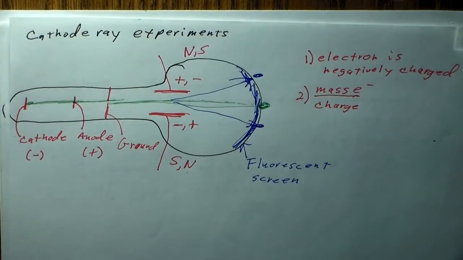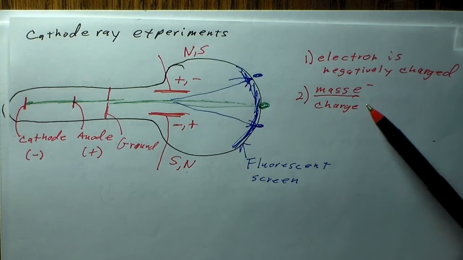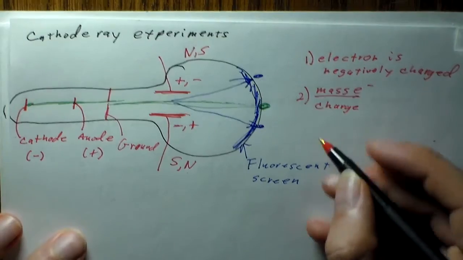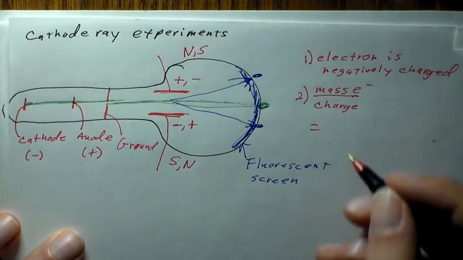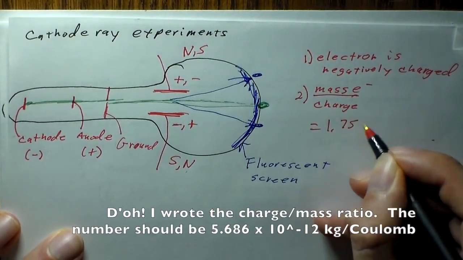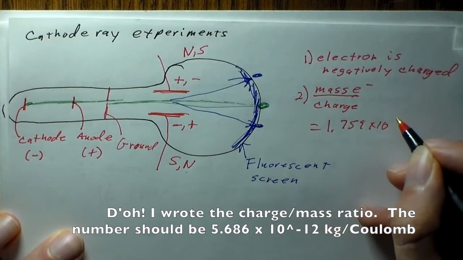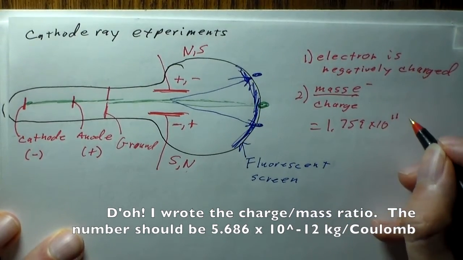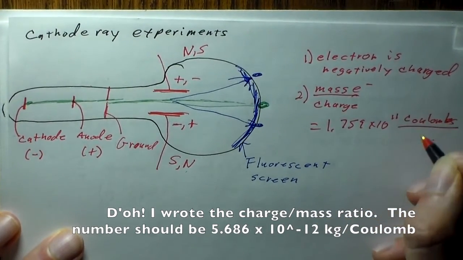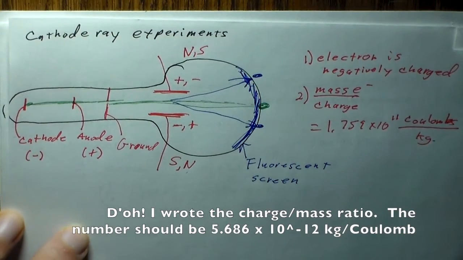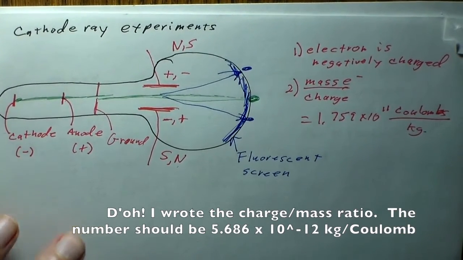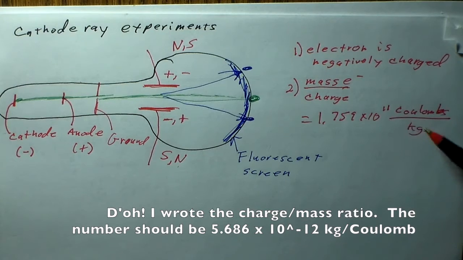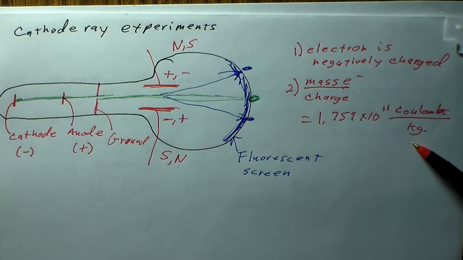Ratio of this. This is going to be very important, as we're going to be seeing in the Millikan oil drop experiment in a few minutes here. So we have here this mass to charge ratio, and this was determined to be 1.759 times 10 to the 11th, and that's a positive 11th, coulombs per kilogram. All right, so this is a very, very large charge in a fairly small amount of mass.